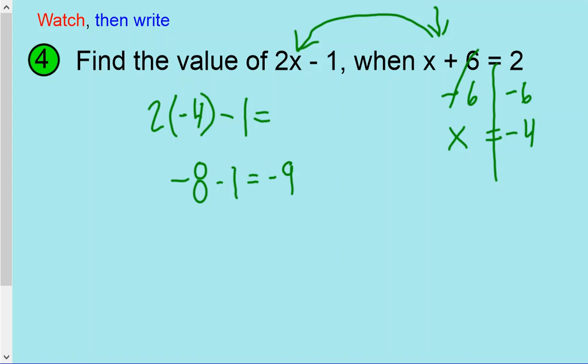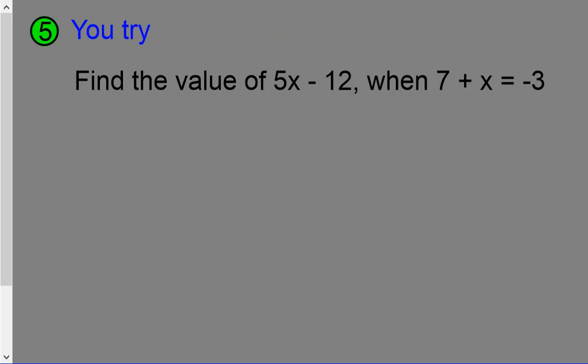So whenever we have to find the value of an expression when we have an unknown value for x, we need to find the value for x first and then plug it into our expression. So make sure you write this example down in your notes. And then I got one example for you to try. Find the value of 5x minus 12 when 7 plus x equals negative 3. So first, find the value of x here, and then plug it into this equation here. Go ahead and pause, try this one out, and then see how you did.